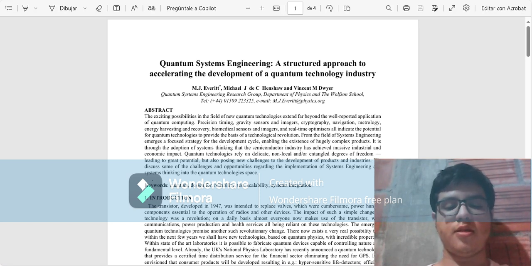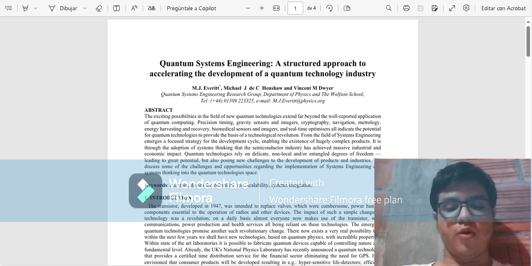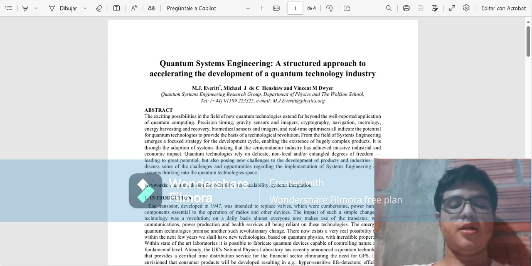In conclusion, the paper argues that quantum system engineering is essential if we want to move quantum technologies out of the lab and into real life. It's not enough to build a cool prototype. We need to design systems that are reliable, scalable, and testable. This will help speed up the development of quantum tools that can improve medicine, communication, navigation, and more.